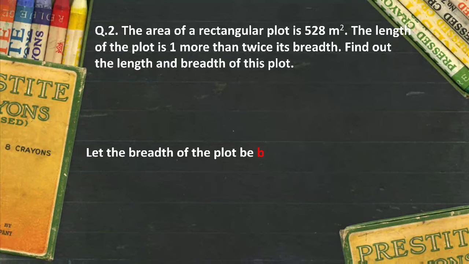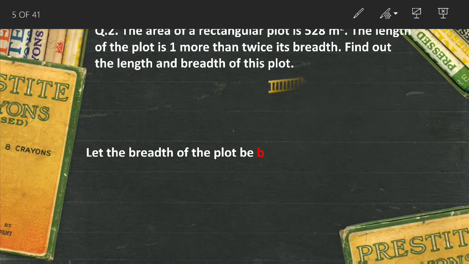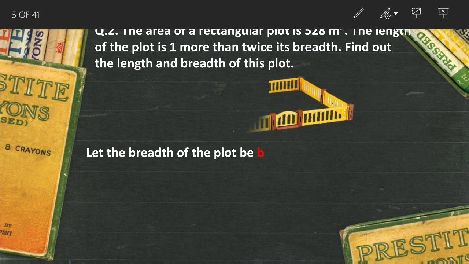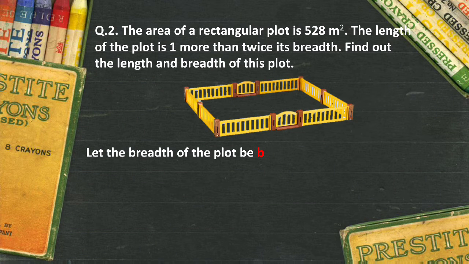So let us say that the breadth of the plot is b. I'm not giving any variable x and y, just saying for breadth let it be b. Now since it's a rectangular plot, here I have a picture. So the area of this entire plot is 528, and the breadth is b. So I need to find out the length.